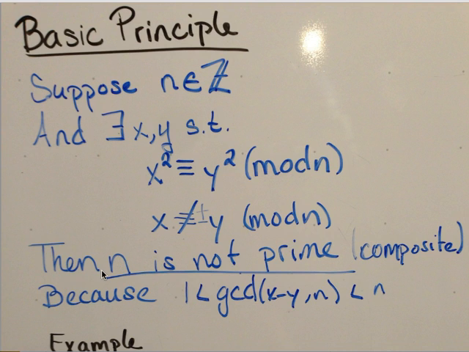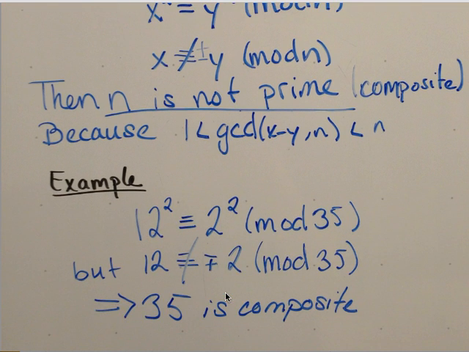When this is the case, we can say n is not prime, or n is composite, because there is a greatest common divisor between x minus y and n that is in between 1 and n. This is obvious, since if something bigger than 1 is dividing n, it's not prime. We can also use this as a primality test in some ways.